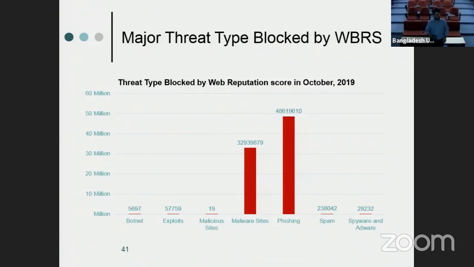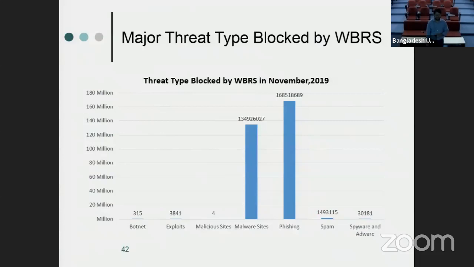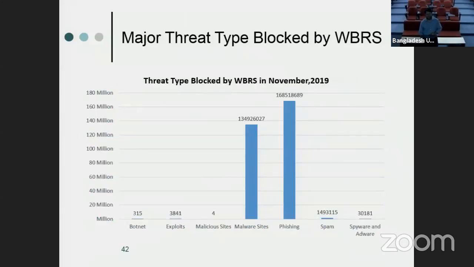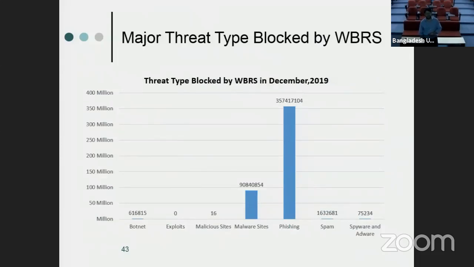As you saw already before, as the attacks increase, this will also increase. This is for November, and we see similar trends. There are attacks from malware sites and phishing, but now the attack rate is much higher. For malware sites we had 135 million, and for phishing we had 168 million, which was only 48 million in the last month. In December, we had phishing over 350 million, which was only 168 million in the previous month, and we see similar trends. If you compare the other attacks, they are very nominal compared to these 2 attacks. Most of the attacks are coming from these 2 types, malware sites and phishing.